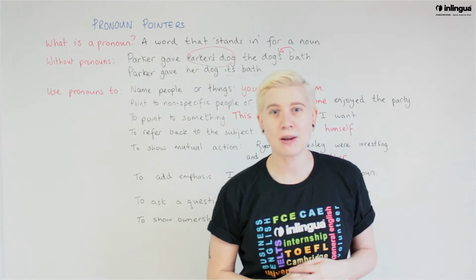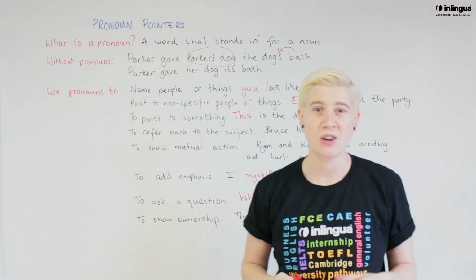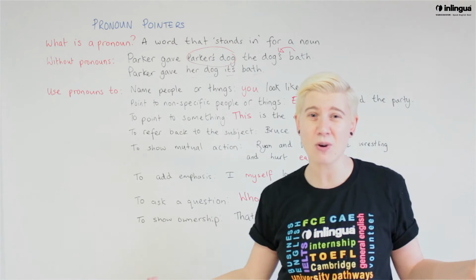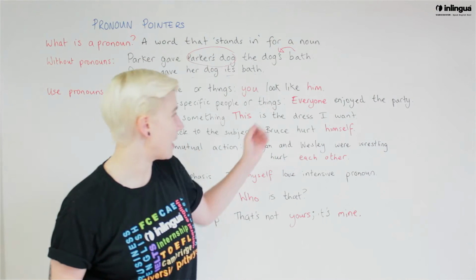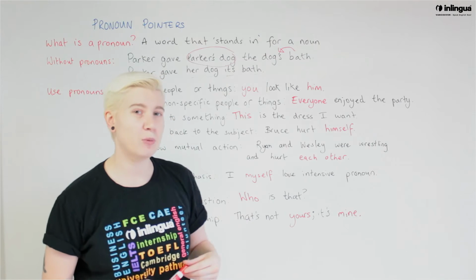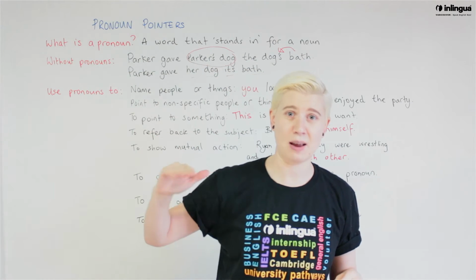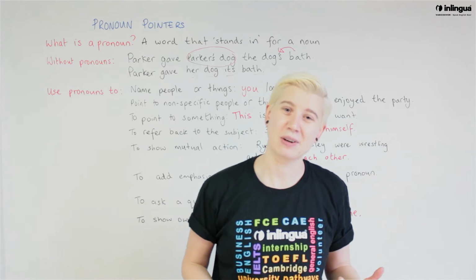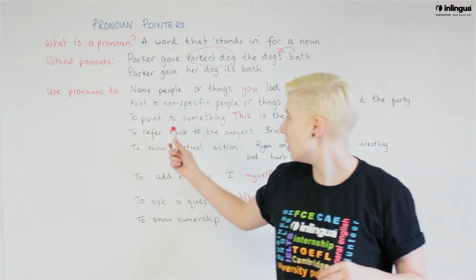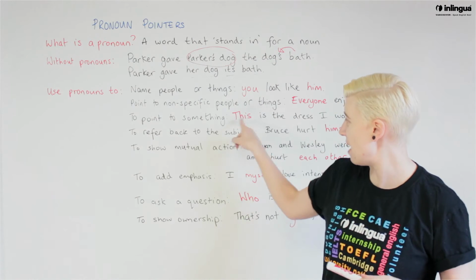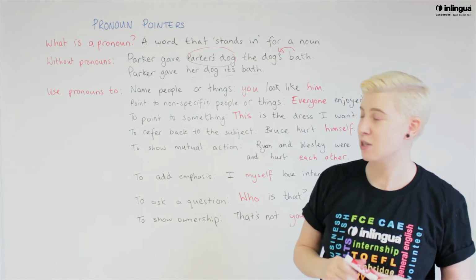We can use pronouns when we want to talk about someone not specific. So if we want to talk about a lot of people, okay, we can use words like everyone. Everyone enjoyed the party. And then we don't have to list the names of everyone at the party, because that would be crazy. We also use pronouns to point to something. This is the dress I want.